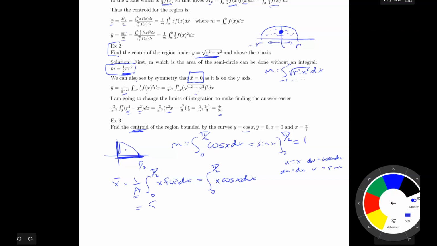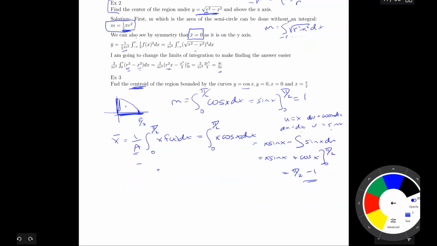Actually, let me just finish it over here. So I get uv, x sine of x, minus the integral of v du, sine of x dx. I'll leave the limits off just for a second. Take the antiderivative here, I get a positive cosine. Now I'm plugging in 0 and pi over 2. So I plug in pi over 2, I get pi over 2 minus 1. Okay, so that's my x bar.